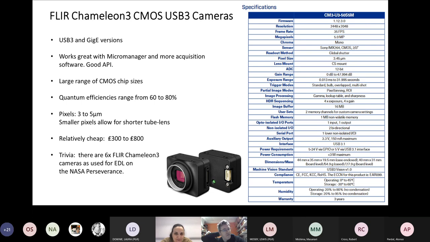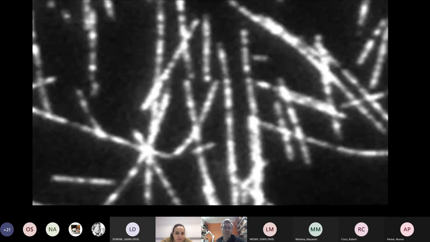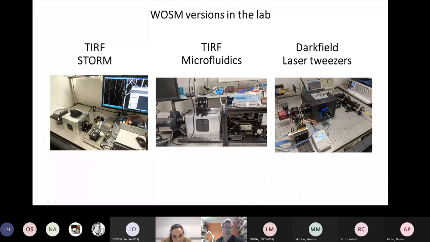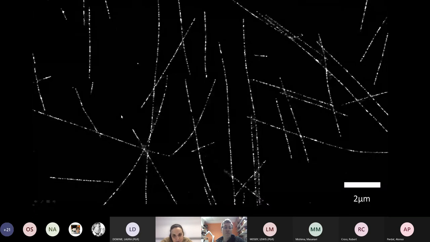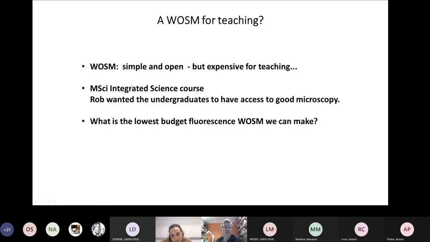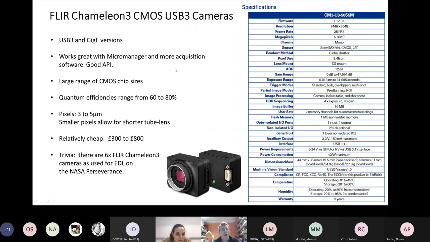So the first thing to look at was the camera. These days you can get a pretty good camera, very similar, except at very low lights, to the sensitivity of these EMCCDs. You can, for roughly 10,000, I think, maybe 12,000, you can get a CMOS camera.